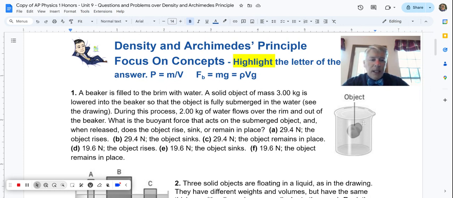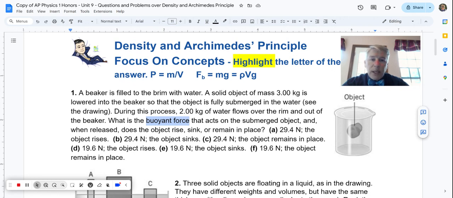So we got a beaker, it's full of water. A solid object of mass 3 kilograms is lowered into it. It's fully submerged in the water. During this process, 2 kilograms of water flows over the rim and out of the beaker. What is the buoyant force that acts on the submerged object? And when released, does the object rise, sink, or remain in place?